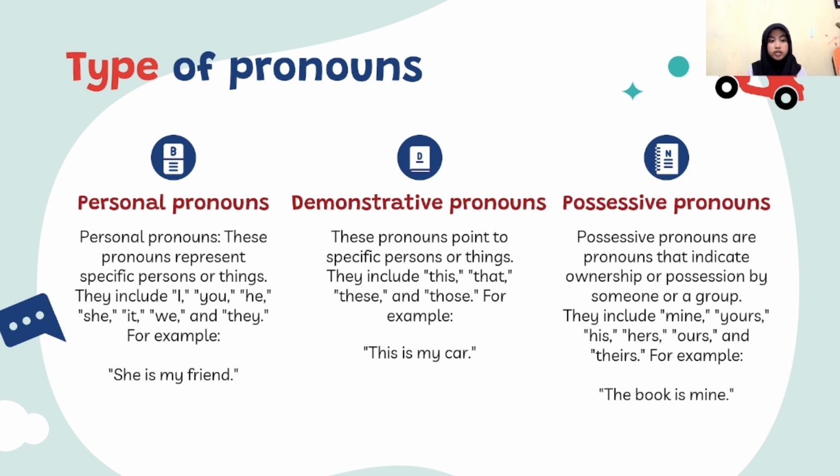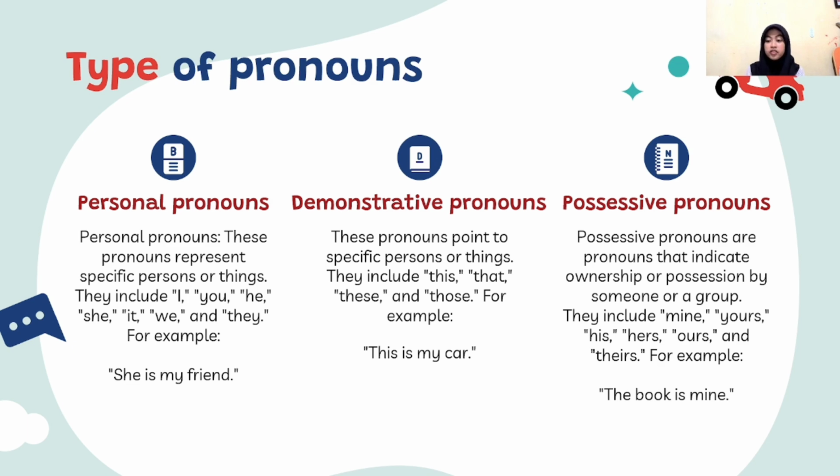Types of pronouns. The first is personal pronouns. Personal pronouns represent specific persons or things. They include I, you, he, she, it, we, and they. For example, she is my friend. The second is demonstrative pronouns. These pronouns point to specific persons or things. They include this, that, these, and those. For example, this is my car.